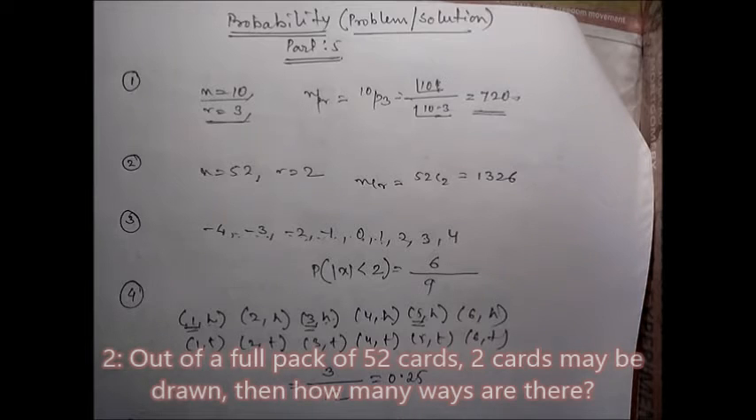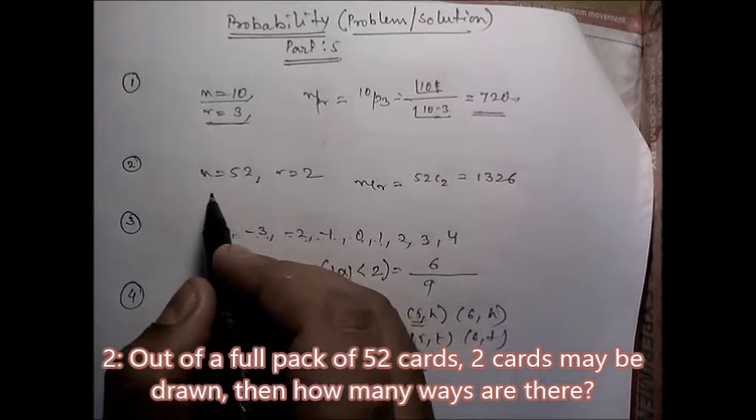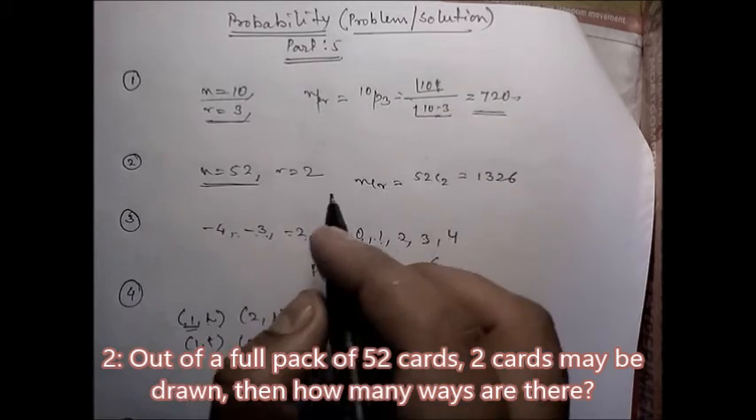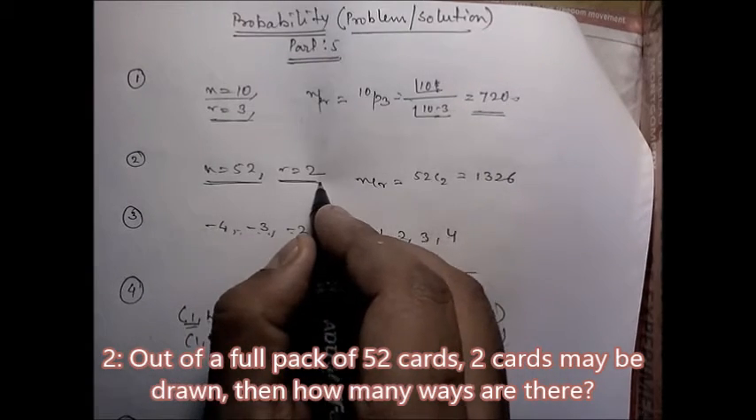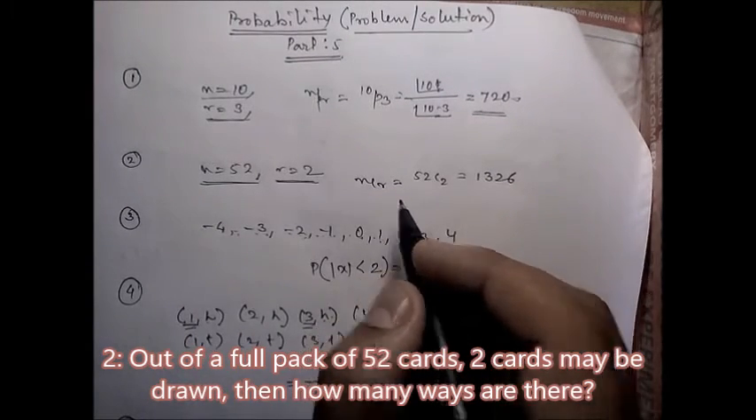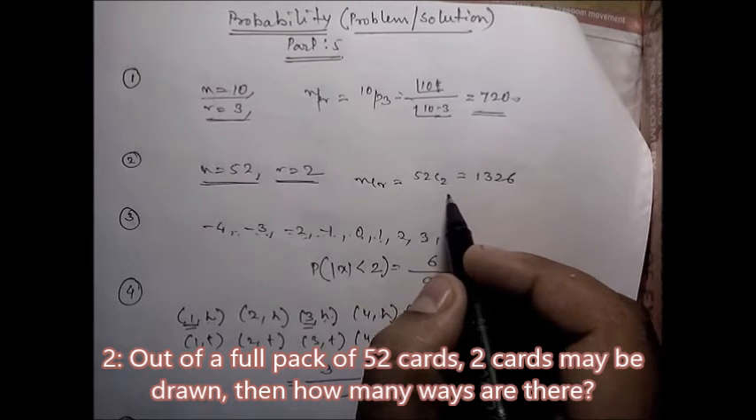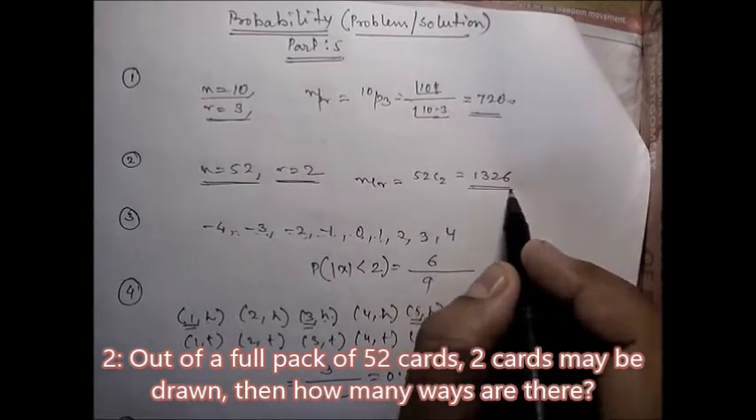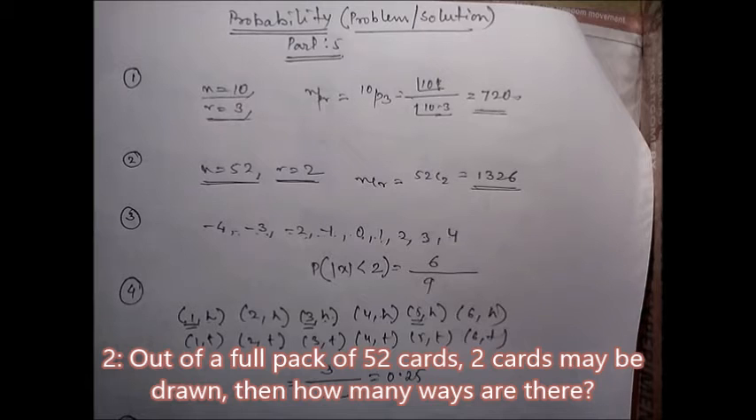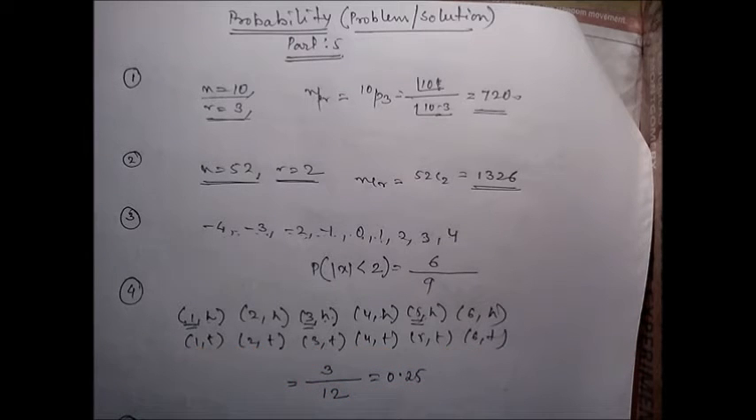Now next problem. Out of a full pack of 52 cards, 2 cards may be drawn. Then how many ways are there? Clear? So n is equal to 52, the total number of cards, and we have to draw 2. So nCr ways are there. So 52C2 ways are there. So the total answer is 1326. Here the position is not important, so here we have to use combination.